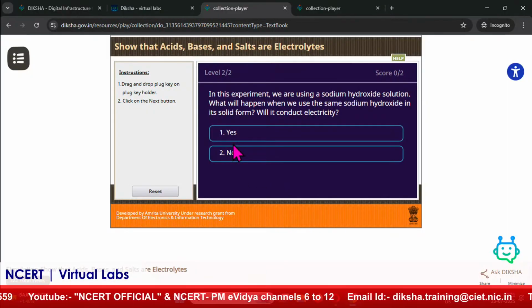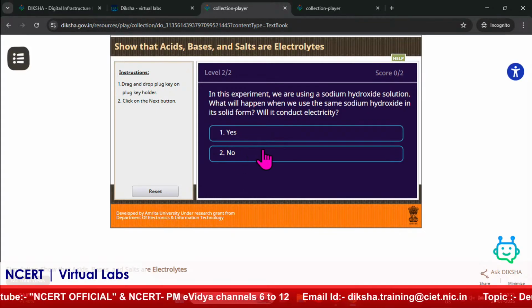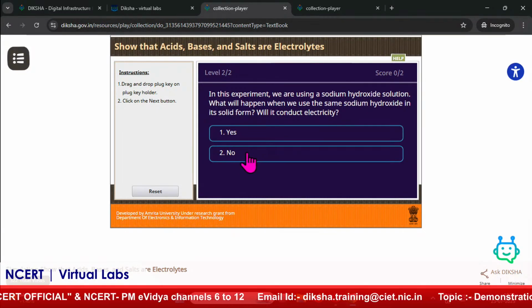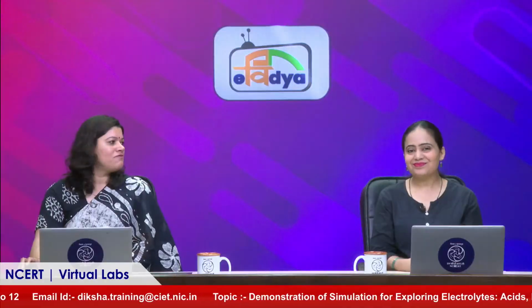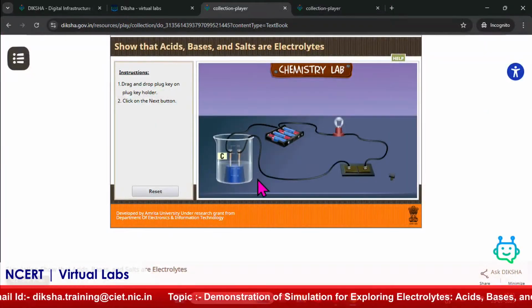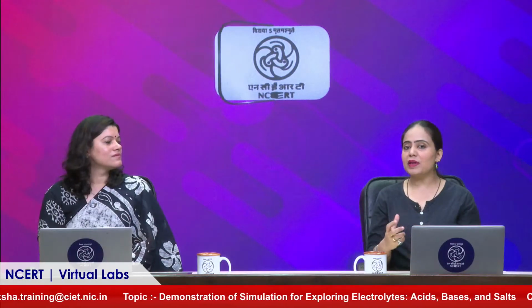So here we all know that there will be no conduction of electricity. So I'll click on no, because the ions can't flow since it's solid. Yes, the ions will not be liberated in the solid form. We require an aqueous medium for ion furnishing. Okay, and ma'am, this is so interesting, because if you don't know anything, you also get the reason along with it why your answer is incorrect.